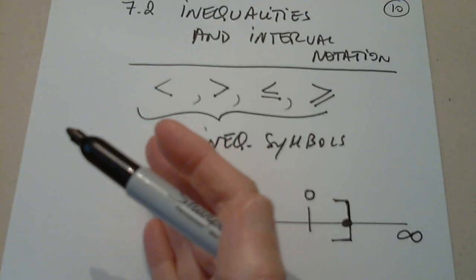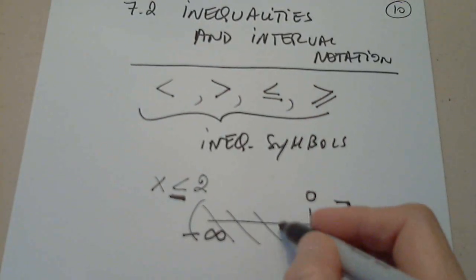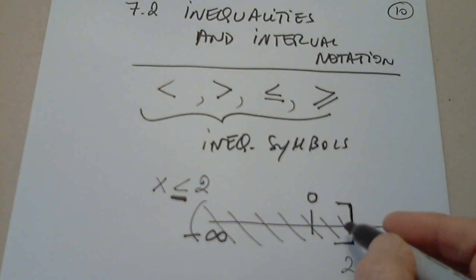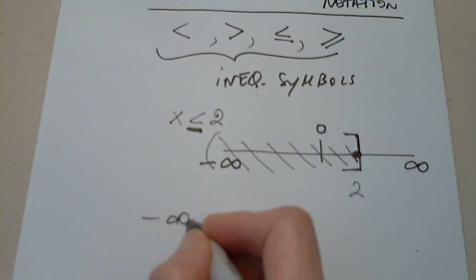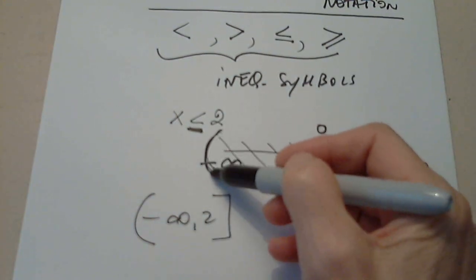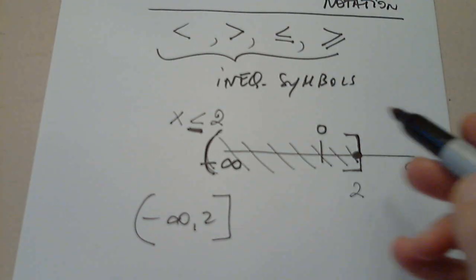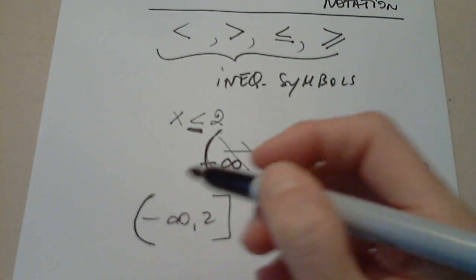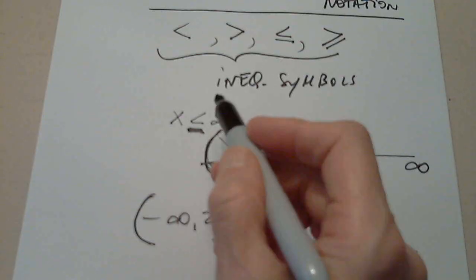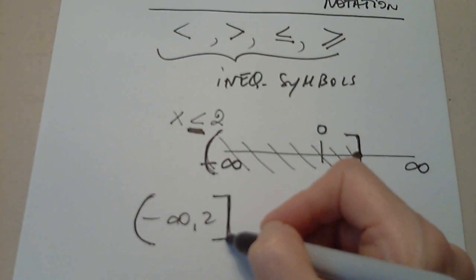x is to the left of 2. So this is 2, and everything to the left of 2. So this will be the interval notation, representing negative infinity to 2. Infinities are not numbers. So therefore, we always use parentheses for infinities. Now, if the inequality symbol has the equal symbol, then I will have to use a bracket.